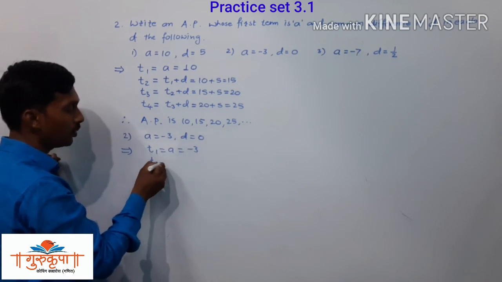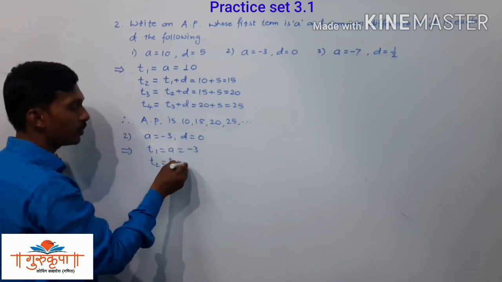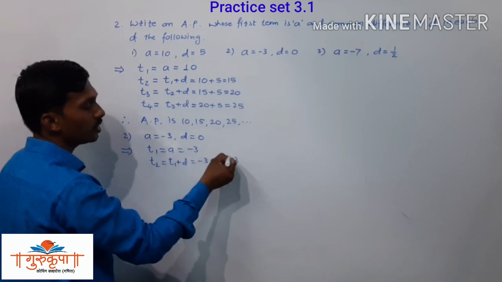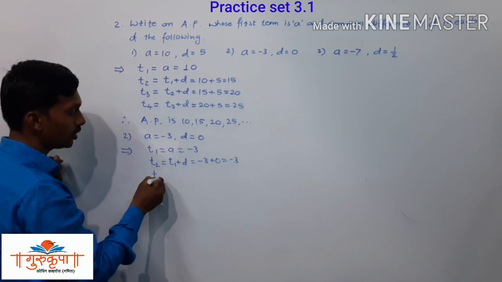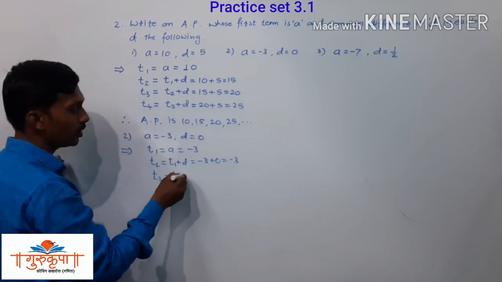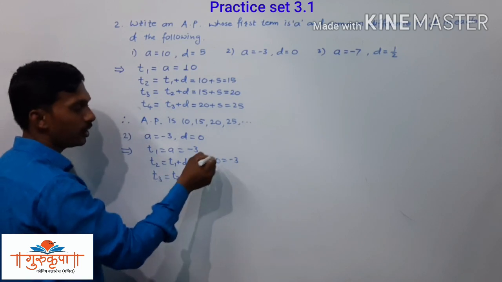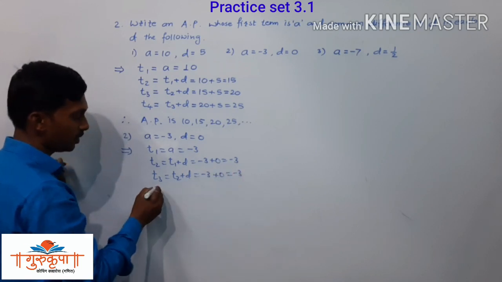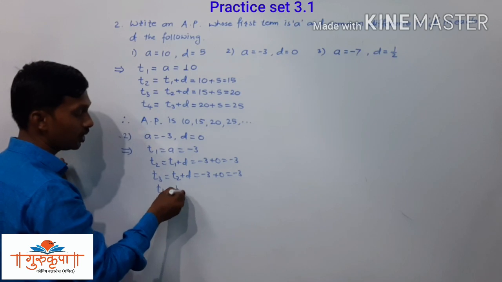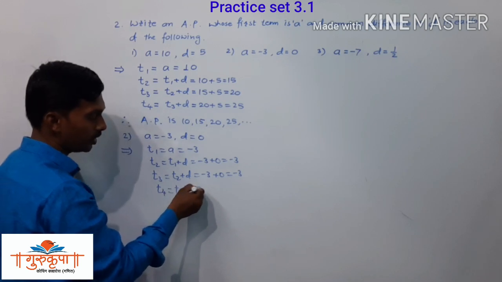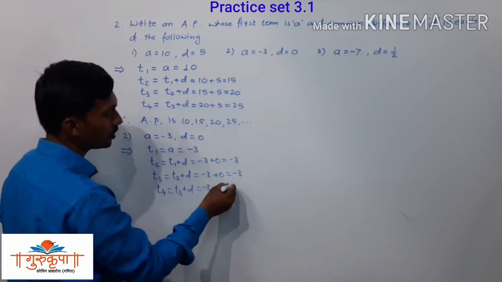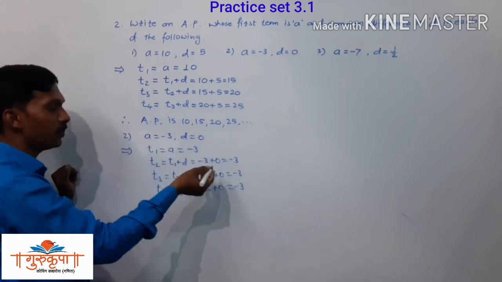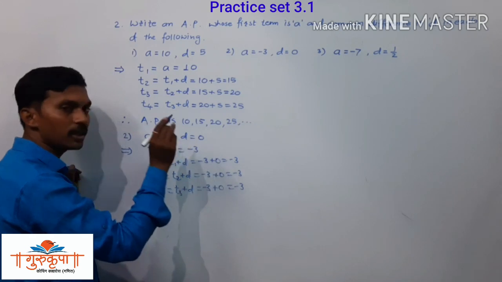Now T2, how to get T2? Add common difference to the T1, that is minus 3 plus 0, it is minus 3. T3, T2 plus D. T2 is minus 3 plus 0, that is again minus 3. T4 is T3 plus D. T3 is minus 3 plus 0, it is minus 3 again. So this is the AP, minus 3, minus 3, minus 3 and minus 3.